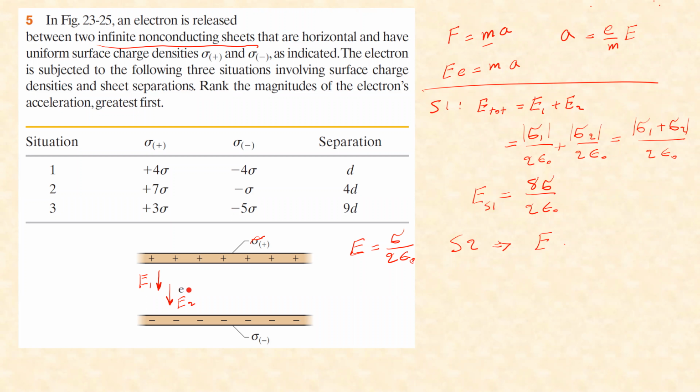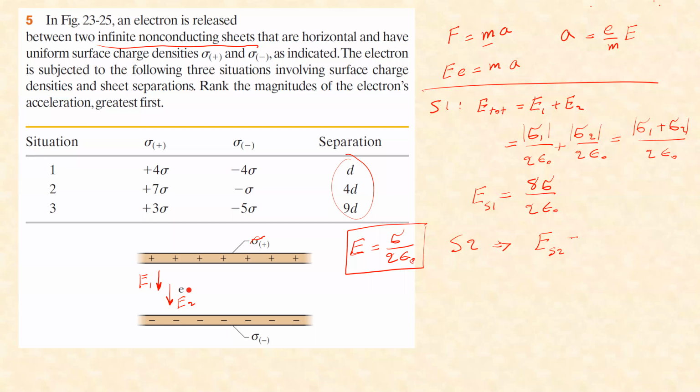Same thing. You see 7 and 1 again. The last one is 3 and 5. So E2, situation 2. And is the distance a factor? No, because the electric field of an infinite sheet doesn't depend on the distance. It creates a uniform electric field everywhere.